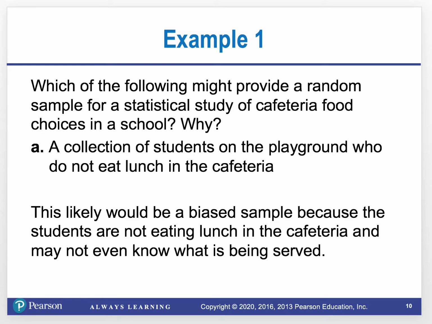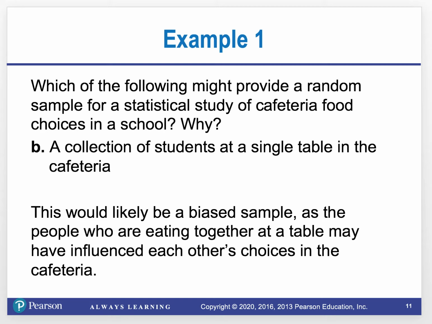Okay, so here's our examples. Which of the following might provide a random sample for a statistical study of cafeteria food choices in a school, and why? So a collection of students on the playground who do not eat lunch in the cafeteria. Okay, this would likely be a bias sample because the students are not eating lunch in the cafeteria and may not even know what's being served.